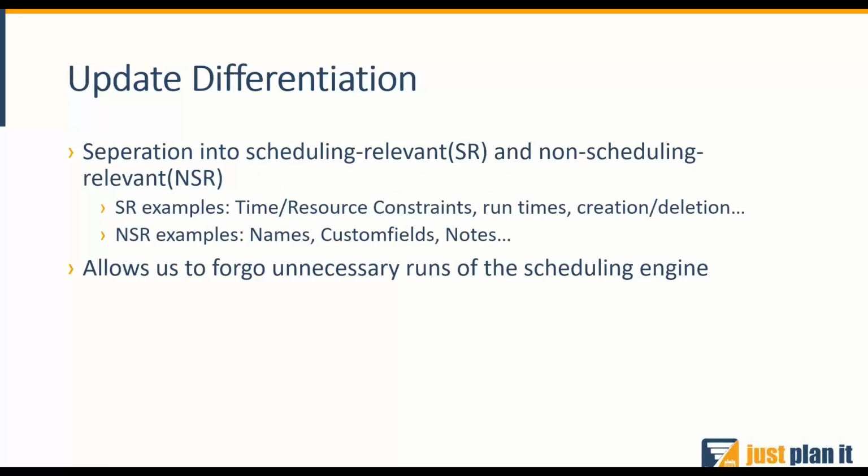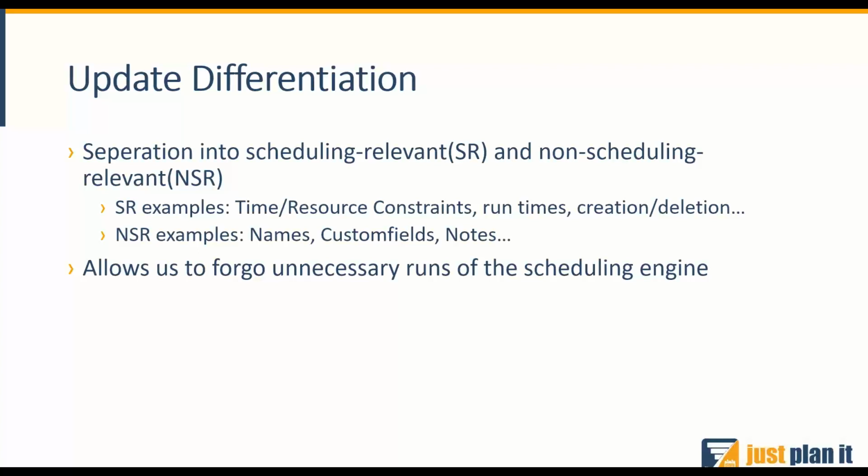We also made the differences between your updates relevant for our backend. We separated those into scheduling relevant and non-scheduling relevant changes. Examples of scheduling relevant changes are the creation, deletion, or change of work times, calendar exceptions, the creation of new jobs, the change of runtime, the setup time, the teardown time, even the transfer time. Anything that has a direct impact on the placement of any given task is scheduling relevant.